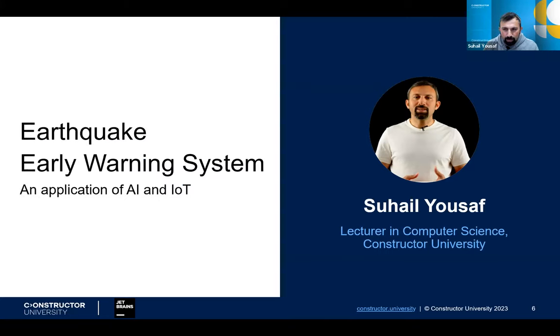So today I will be talking about an earthquake early warning system. It is an application of artificial intelligence and Internet of Things. It is basically a project that I recently completed as a principal investigator. Next, please.